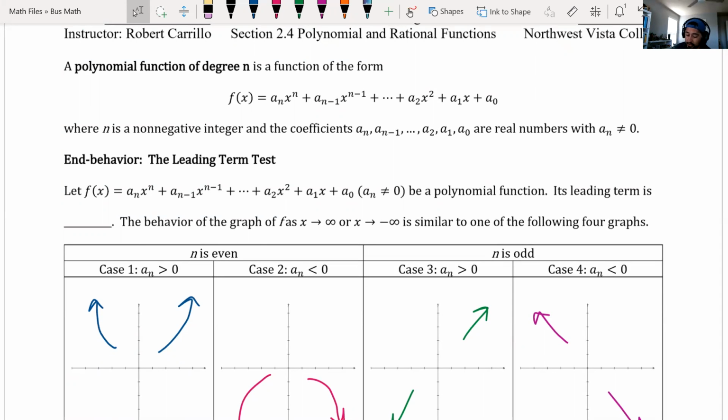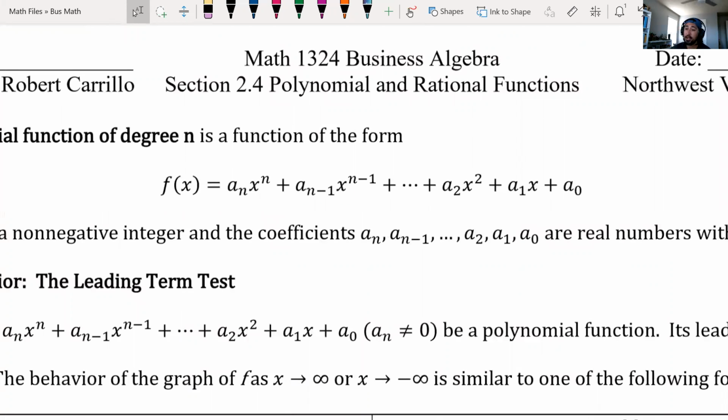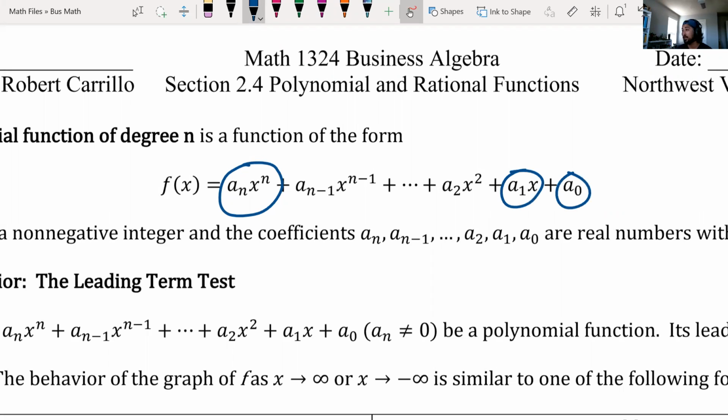So for now, we get started with the standard form of a polynomial function. A polynomial function of degree n is a function of the form, and this looks real messy, but this is just a standard polynomial. What we're trying to say is that you start with the highest power, and then you end with the lowest power and the constant. So that is the standard form of a polynomial. You always start with highest power to lowest power to constant.